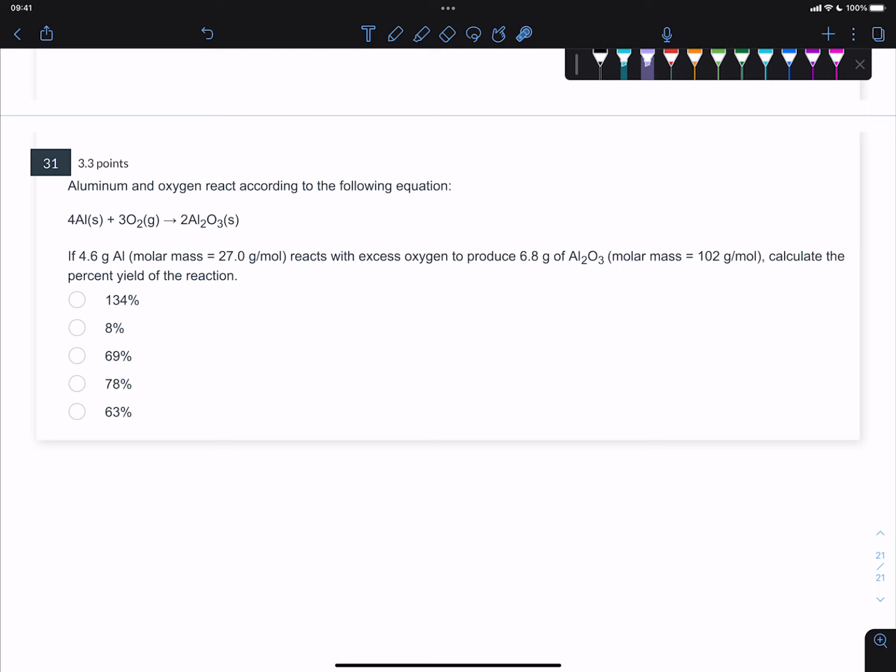These are fun. First of all, you should not be getting percent yields above 100 unless you made a mistake. As a reminder, percent yield is equal to the actual yield, how much you really make in practice, divided by the theoretical yield, which is how much you should make based on the stoichiometry, times 100. Whenever you do stoichiometry, you are getting the theoretical yield. So let's move on with it.